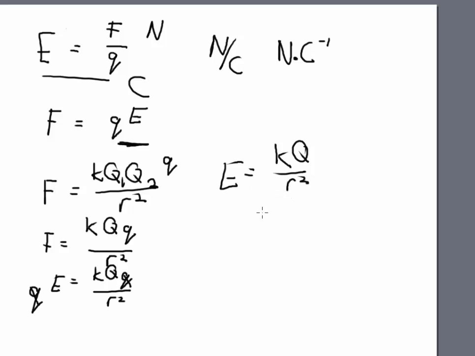Now, as you know already, E is going to be directly proportional to Q. So as the charge increases, the strength of the electric field will increase. And we can also see from this equation that E is going to be inversely proportional to the squared distance between the point charge and the charge that we are looking at. Happy with that?